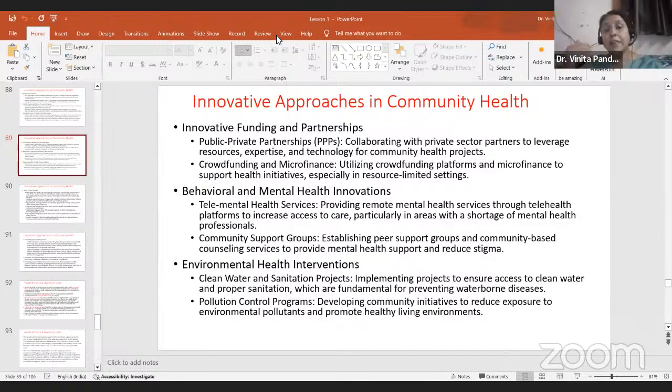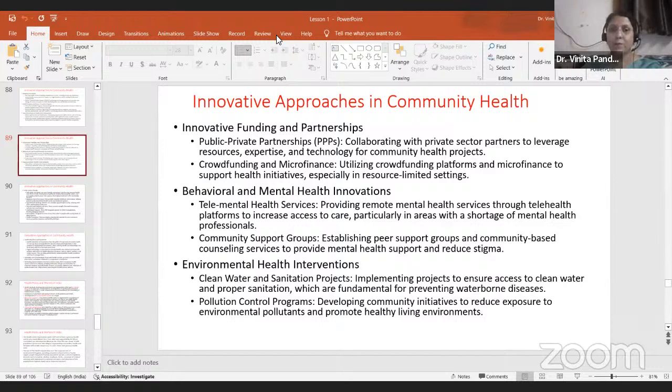Then environmental health interventions. You might think, okay, how is this environmental health intervention connected with community health? So just go back to one of my classes, where I mentioned that the World Health Organization has said that 80% of the diseases are because of consuming polluted water, right?